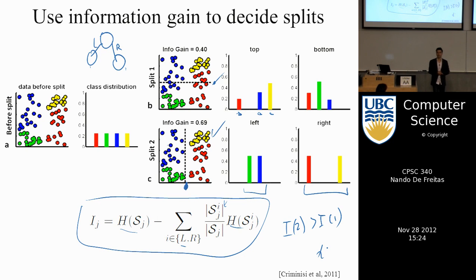Go ahead. The index j, is that on the tree? That will be for node j. Thanks for the question, because I'm going to be using it.